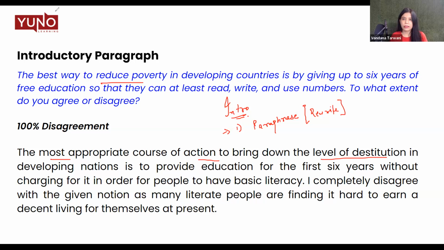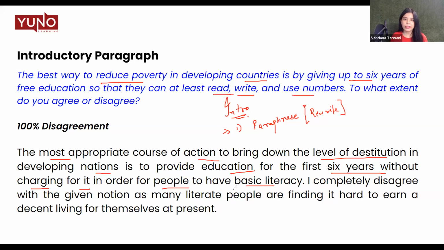In developing nations, the question says developing countries, we are saying in developing nations is to provide education for the first 6 years without charging for it. The question says is by giving up to 6 years of free education. What we are saying is to provide education for the first 6 years without charging for it in order for people to have basic literacy. The question is saying so that people can at least read, write, and use numbers. And we have changed that to basic literacy. So we are using synonyms here to change the language of the paraphrase statement.